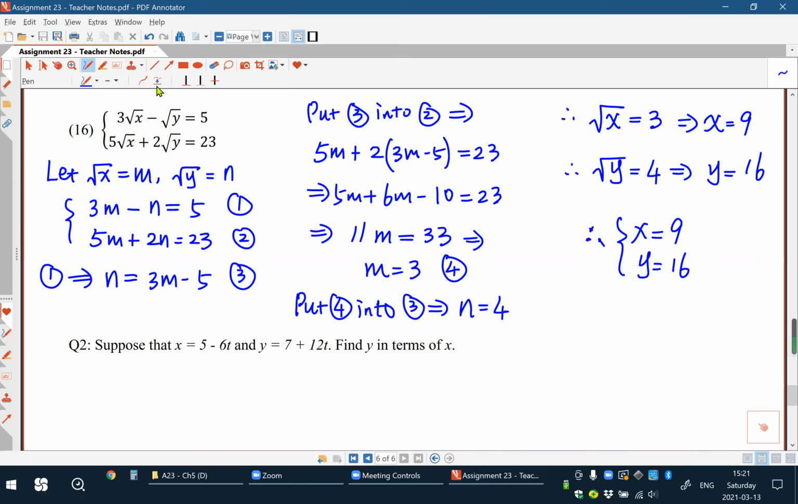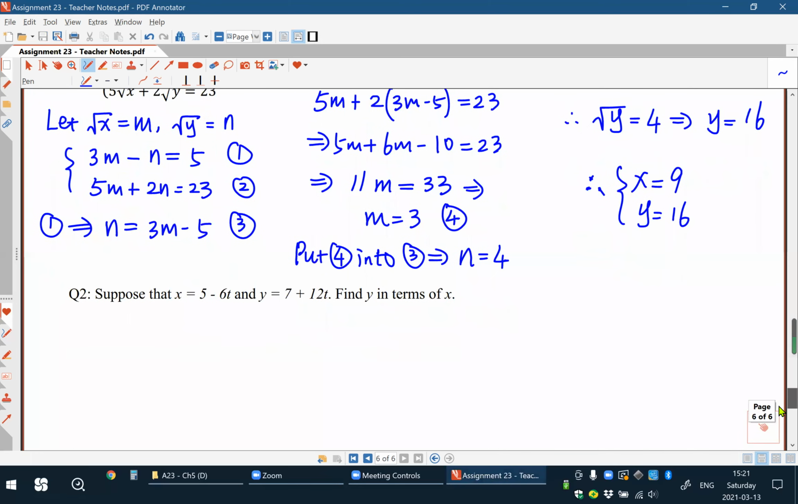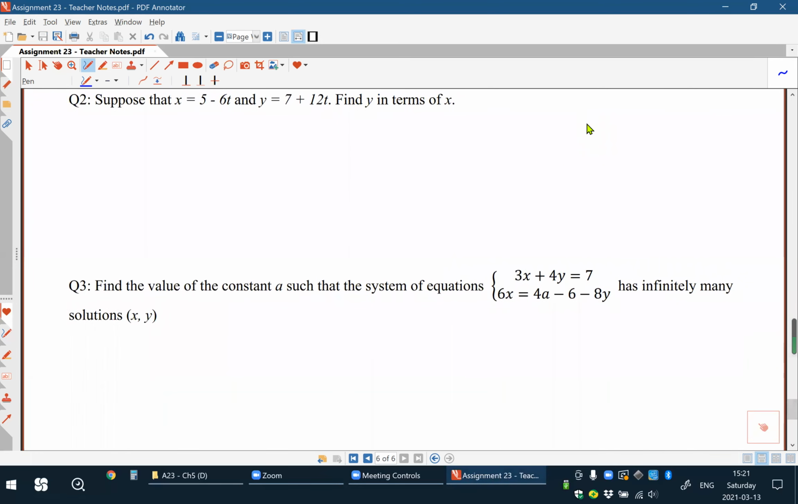No questions? All right, let's see the next one. Suppose that x equals 5 minus 6t and y is 7 plus 12t. Find y in terms of x. The principle behind this is that we have three variables, right? The three variables are x, y, and t.